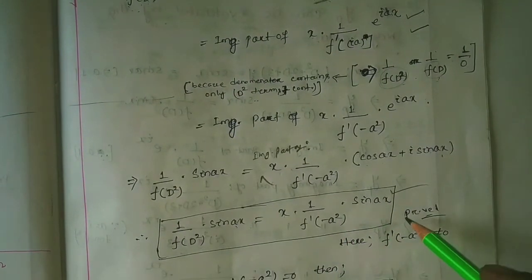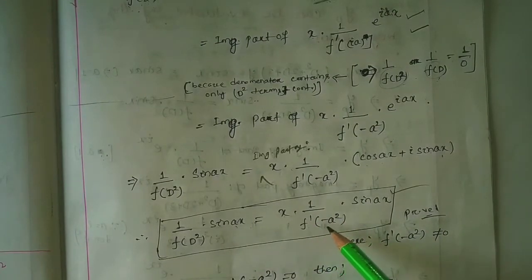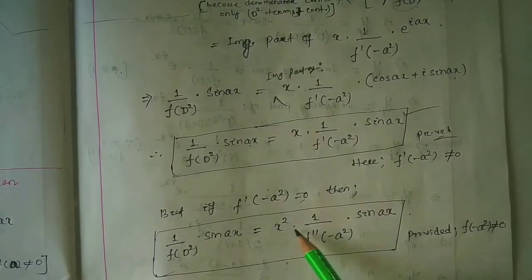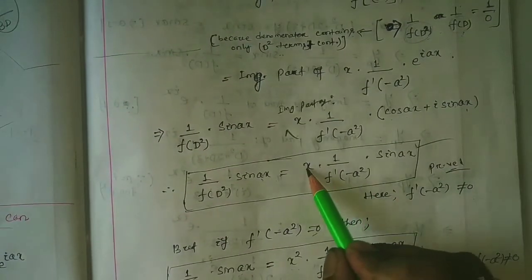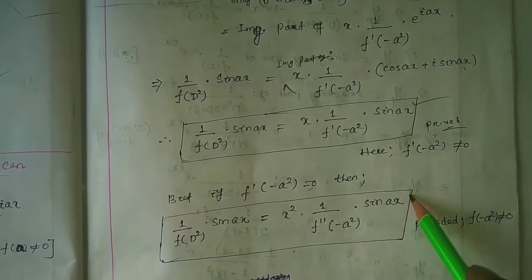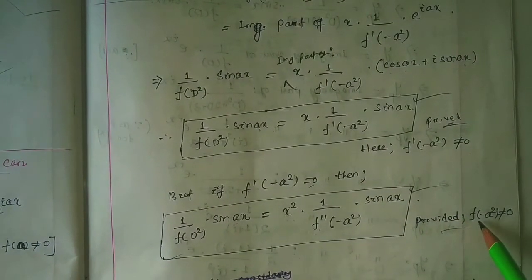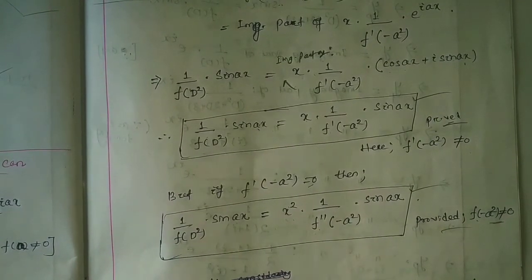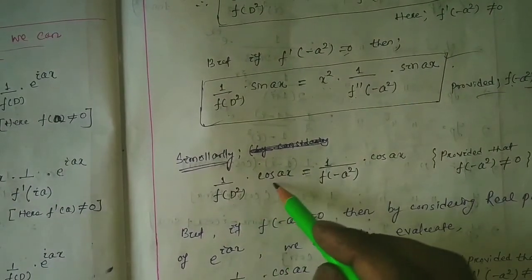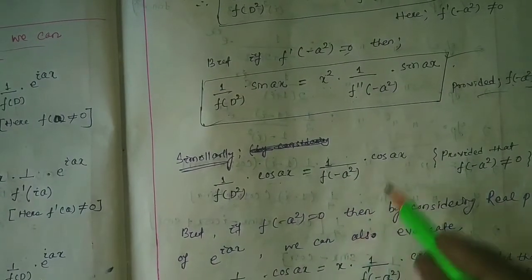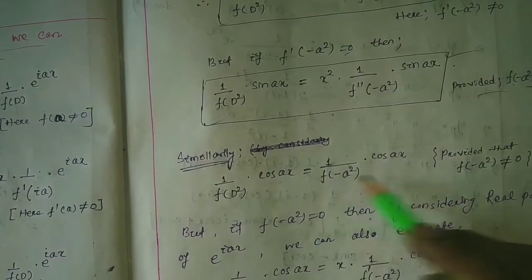But here this denominator term, that means f dash minus a square, is not to be 0. Again, if f dash minus a square is 0, then 1 by f d square sin x will be x square into, because another x is going to be multiplied, the derivative of this one, that will be the double derivative, f double dash minus a square sin x, proved. And here again f double dash minus a square is not to be 0. Similarly, if 1 by f d square cos x is there, then the answer will be 1 by f of minus a square cos ax, provided that this denominator f minus a square is not 0.